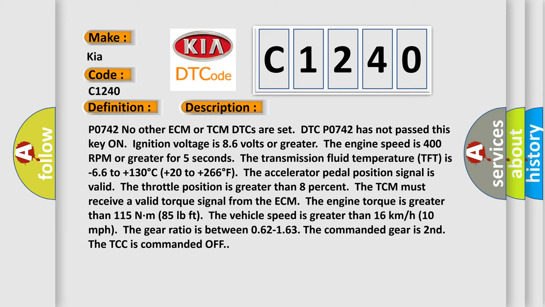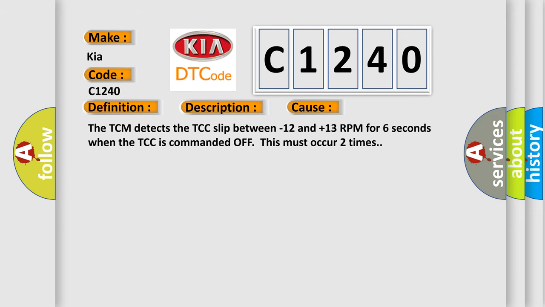The TCM must receive a valid torque signal from the ECM. The engine torque is greater than 115 Nm, 85 pound-feet. The vehicle speed is greater than 16 km per hour, 10 miles per hour. The gear ratio is between 0.62:1 and 1.63:1. The commanded gear is second. The TCC is commanded off. This diagnostic error occurs most often in these cases: the TCM detects the TCC slip between -12 and +13 RPM for 6 seconds when the TCC is commanded off. This must occur 2 times.